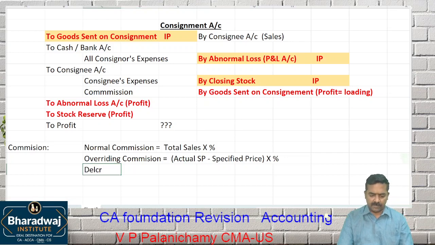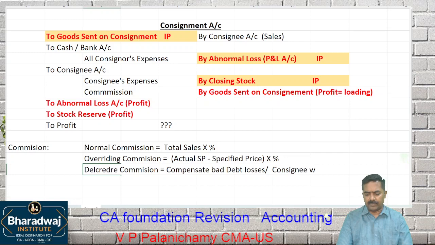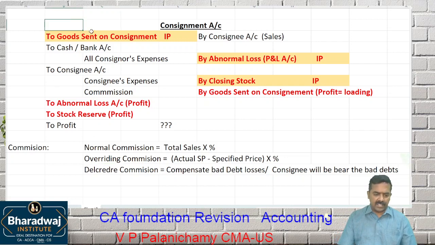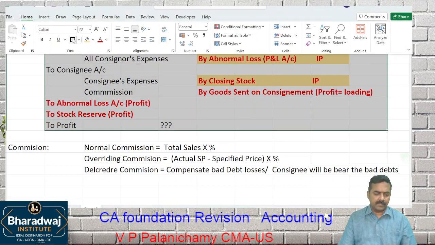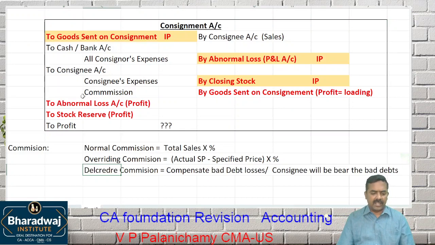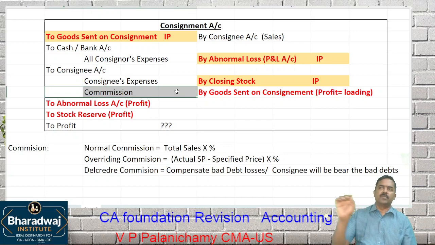Next commission is del credere commission. This is to compensate bad debt losses. Otherwise, consignee will bear the bad debt losses. If del credere commission is paid, bad debt losses will be borne by the consignee. In the consignment account, when will bad debts be recorded? You pay only normal commission, bad debt will be borne by the consignor. You pay del credere commission, then bad debts will not come as an expense here because it's a loss to be borne by the consignee.